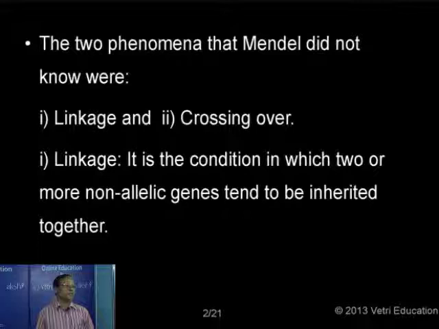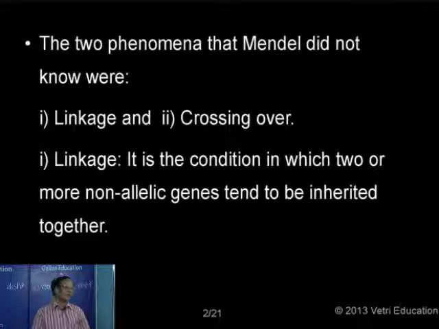And also another phenomenon he did not explain, what is called linkage. So linkage and crossing over are the two aspects he did not explain. Now let's say something about the linkage phenomenon in animals, as Mendel did not explain. This concept was first proposed by T.H. Morgan while working on Drosophila melanogaster. And in plants, the linkage phenomenon was studied in sweet pea by Bateson, who experimentally proved the concept of linkage in sweet pea, Lathyrus odoratus.